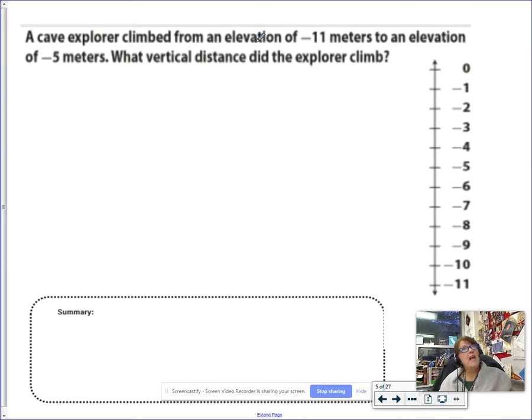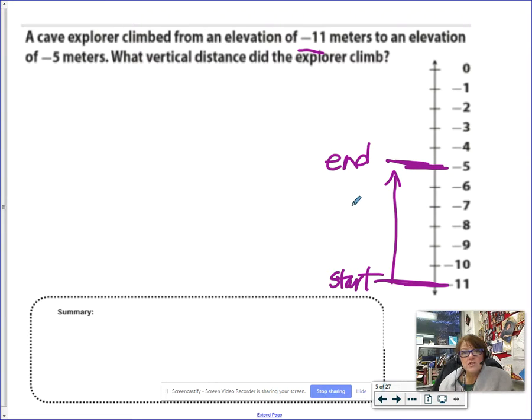Climbed from an elevation of -11 meters. So here's where we're starting. This is the start. To an elevation of -5 meters. Here's where I'm ending. So I went from here to here. How much is this change? If you use the picture, you're going to say, I am increasing or going up, and I went from 11 below to 5 below, so it's really 6 meters.